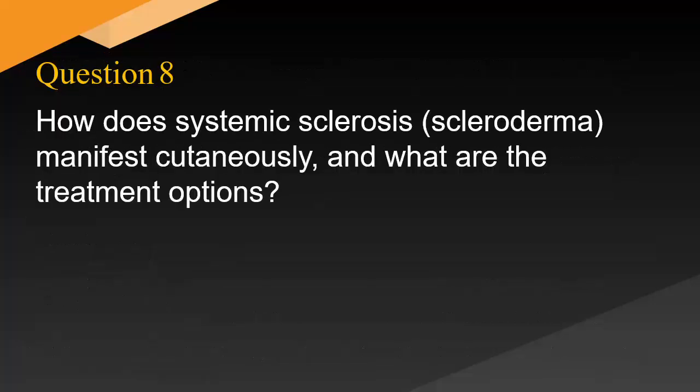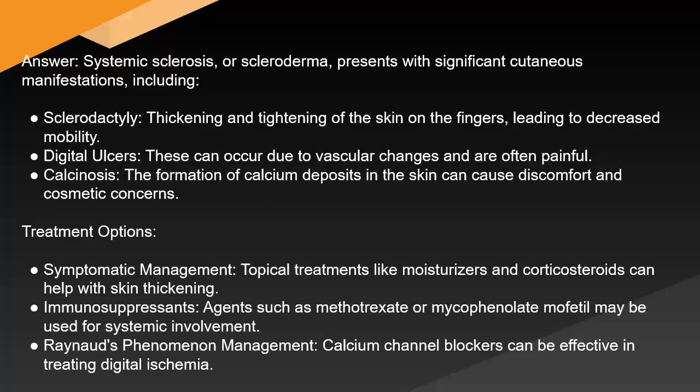How does systemic sclerosis, scleroderma, manifest cutaneously, and what are the treatment options? Answer: systemic sclerosis or scleroderma presents with significant cutaneous manifestations, including sclerodactyly, thickening and tightening of the skin on the fingers, leading to decreased mobility. Digital ulcers: these can occur due to vascular changes and are often painful. Calcinosis: the formation of calcium deposits in the skin can cause discomfort and cosmetic concerns.